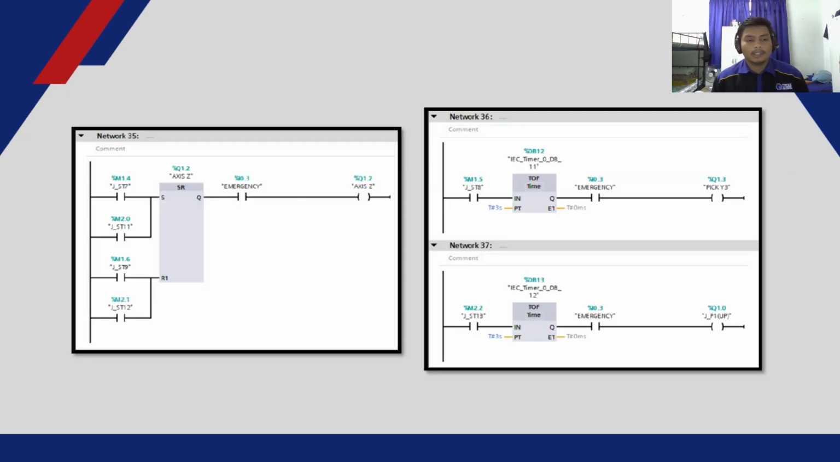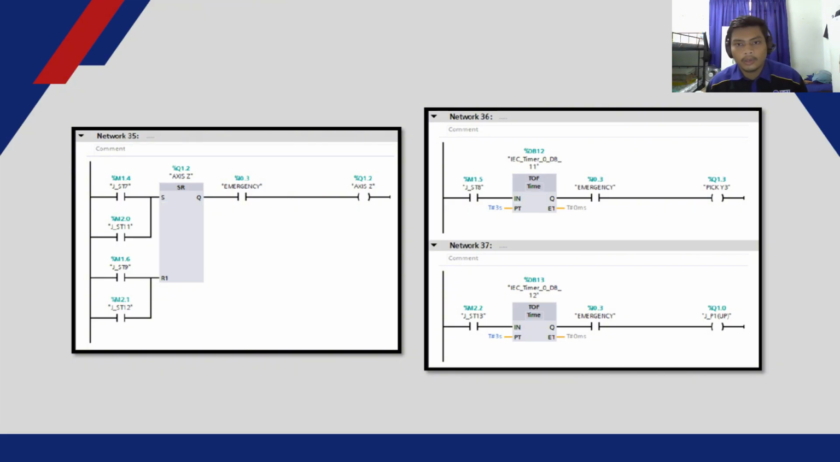The next is network 35. In this network, it has two conditions. These two conditions will turn on the axis Z. So the movement of axis Z is up and down. Joining step 7 and joining step 11 will help it go down, while for the reset, for it to go back up, joining step 9 and joining step 12 will help to do that.